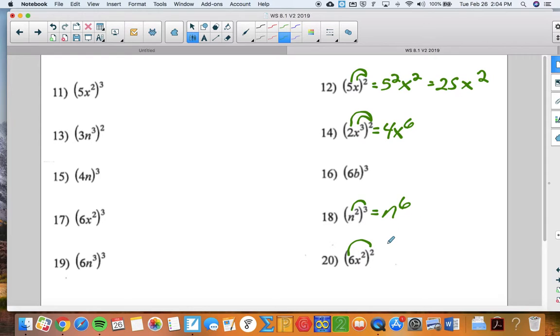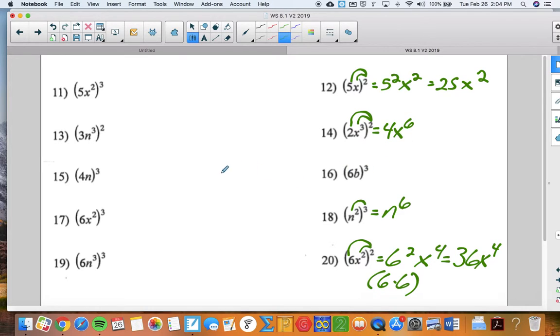Number 20, we're going to take 6 squared, and we're going to also take x squared and square that. So when I have a power raised to another power, I multiply those together. So the best answer is 36, because 6 squared means 6 times 6, 6 times itself 2 times. So that's 36. There we are.